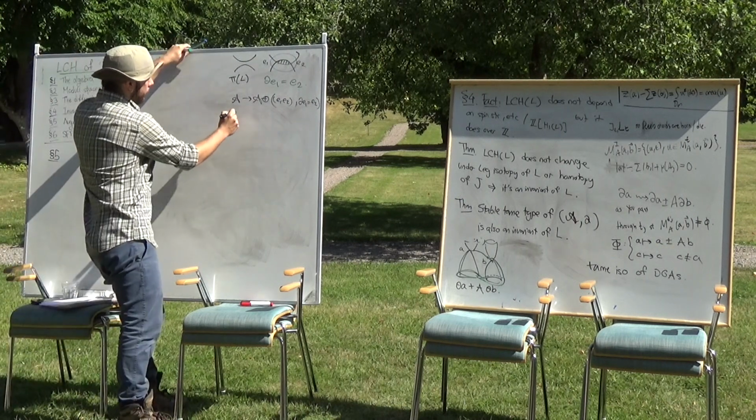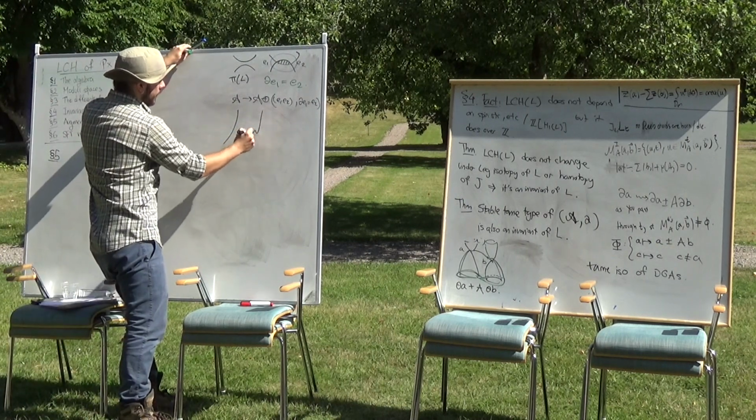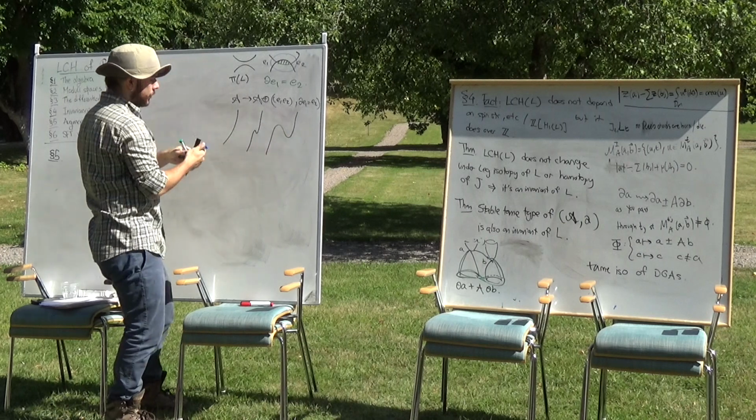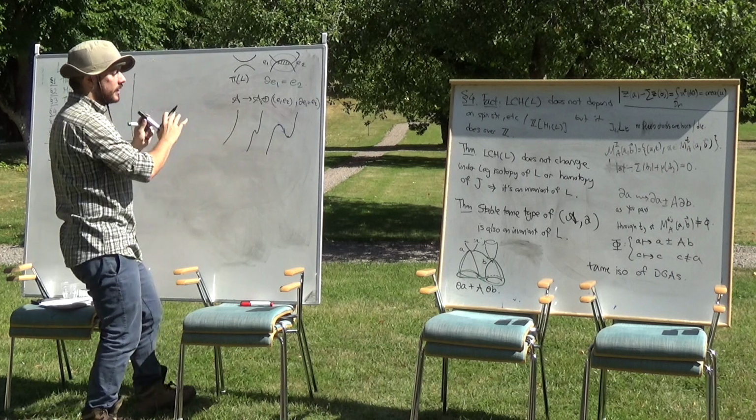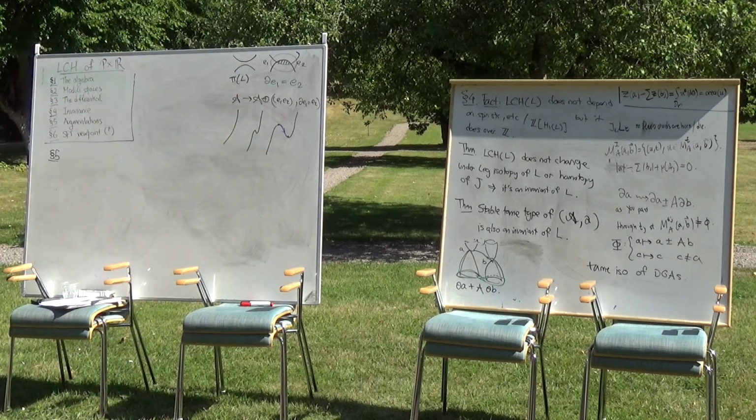This you should compare with the Morse theory picture, where if I suddenly create two critical points, there is one unique trajectory from one to the other. So it's exactly the same as in Morse theory.